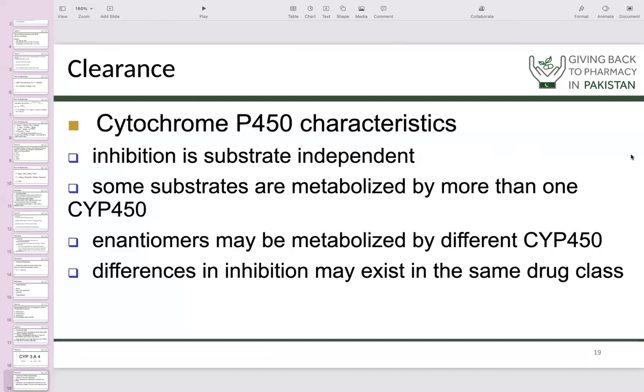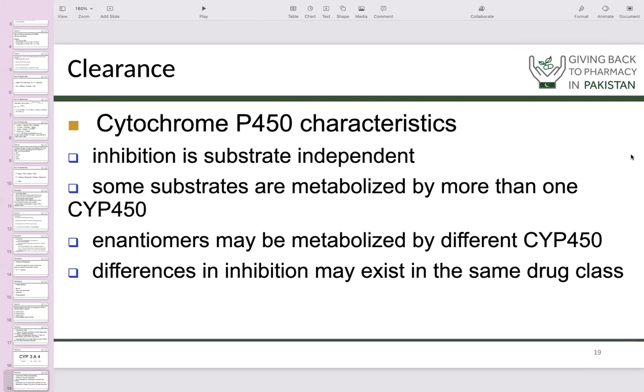So the cytochrome P450 characteristics: they inhibit substrates independently, and some substrates are metabolized by more than one CYP450 enzyme, as I discussed before. Enantiomers may be metabolized by different CYP450s, as I discussed about warfarin. They have different enantiomers and can be metabolized by different CYP enzyme families. And differences in inhibition may exist in the same drug class. For example, one drug may follow a metabolism pathway through CYP3A4, the other drug may follow 2D6 or 2C19, like in the case of proton pump inhibitors.